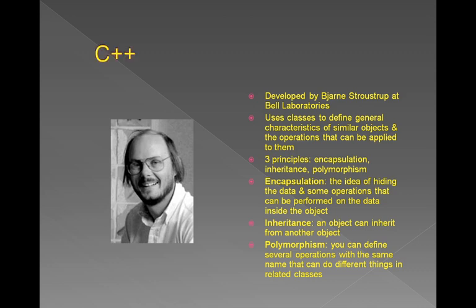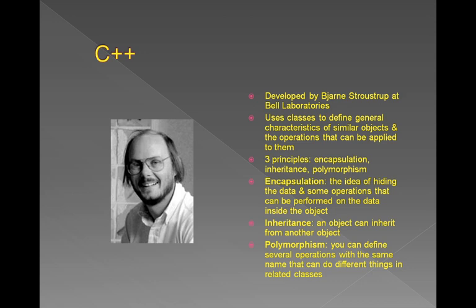C++ was developed by Bjarne Stroustrup at Bell Laboratories. It uses classes to define general characteristics of similar objects and the operations that can be applied to them. There are three principles of C++: encapsulation, inheritance, and polymorphism. Encapsulation is the idea of hiding the data. Some operations can be performed on the data inside the object.